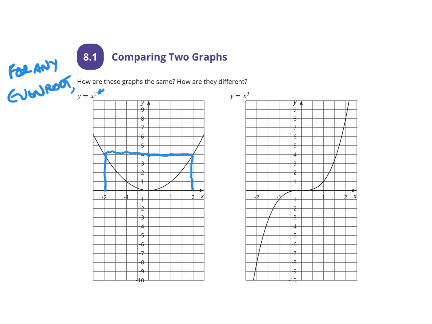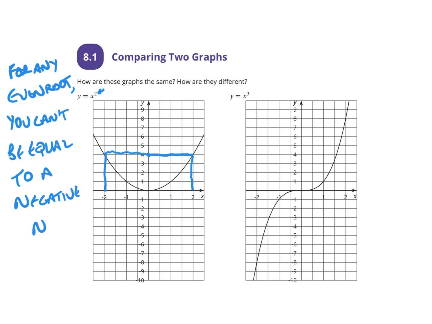For any even root, it can't be equal to a negative number. So what I'm trying to say here is you can't take an even root of a negative number, because any one of these numbers down here at the bottom, x squared does not go through.